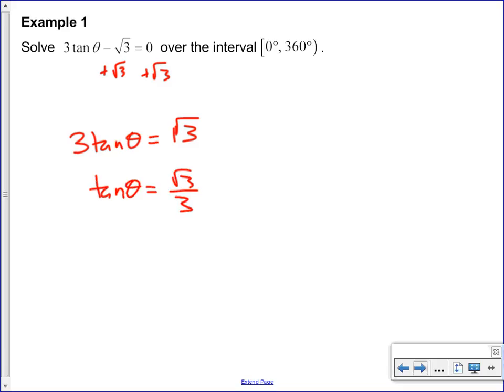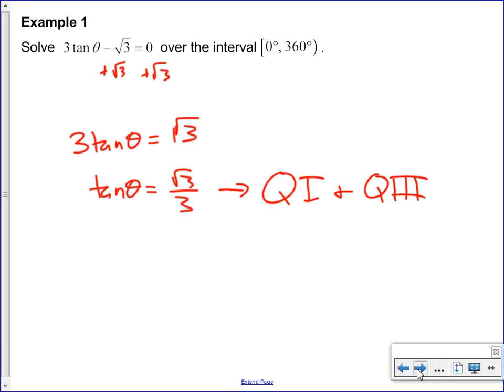Now, the difference between yesterday and today is we're solving for tan, not inverse tan. So remember, inverse tan was only positive in quadrant 1. But regular tan is positive in quadrant 1 and 3. All students take calculus. So, where in quadrant 1 and quadrant 3 is tan root 3 over 3?